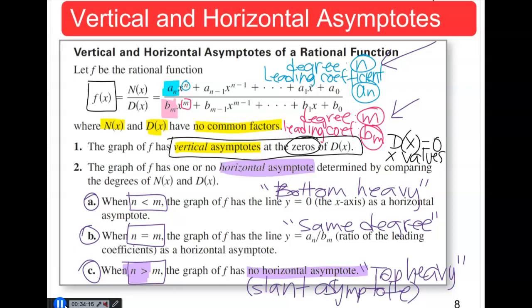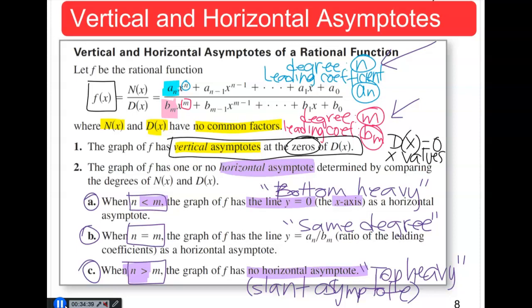Okay, so whenever the degree of the denominator is the bigger one, then our horizontal asymptote by default is going to be the line y equals 0, or also known as the x-axis. That will be the horizontal asymptote.